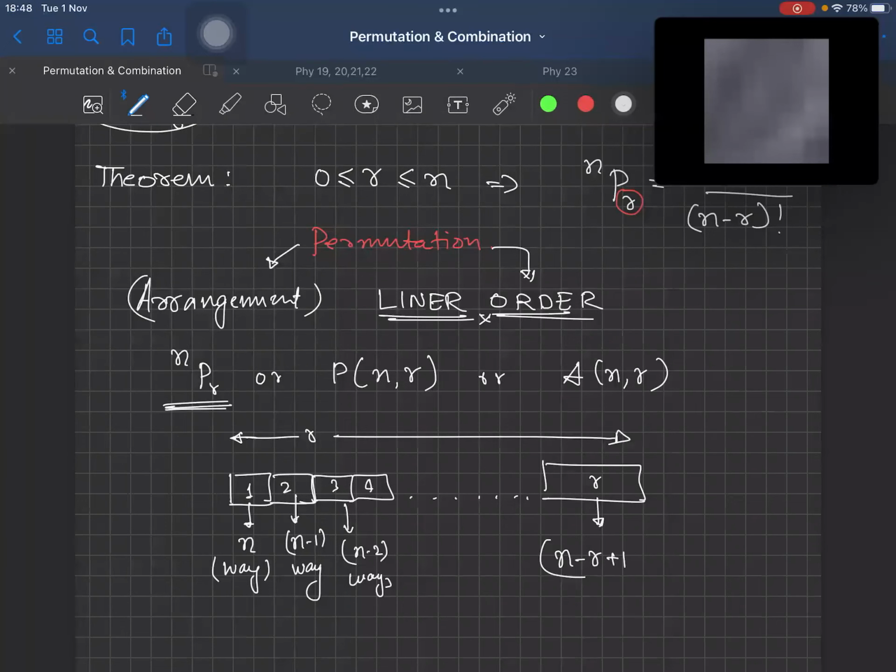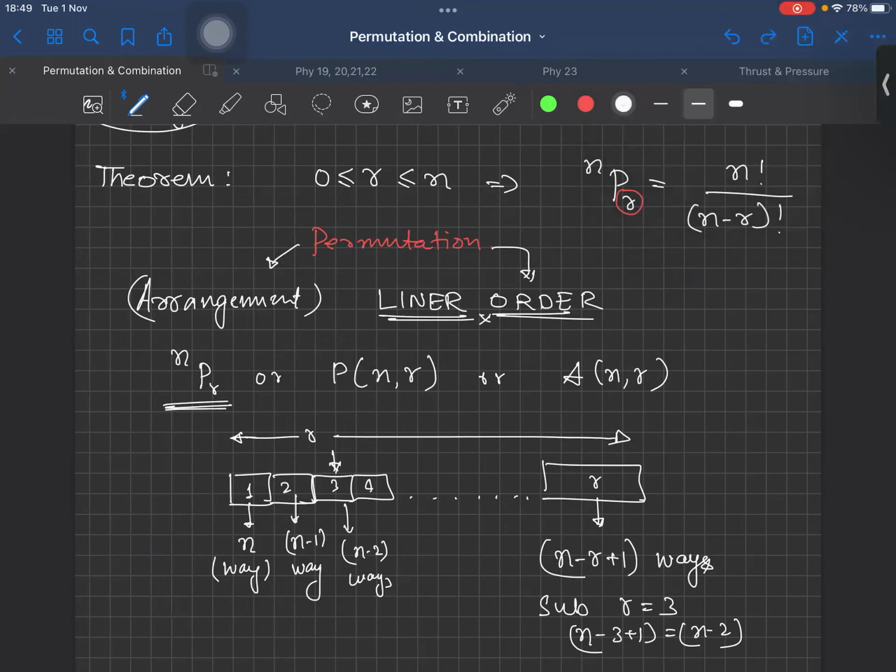You can see here also. If the first position can be filled using n ways, the second position can be filled using n minus 1 ways, and that's why the rth position can be filled using n minus R plus 1 ways. Like if you substitute R equal to 3 here, n minus 3 plus 1 is equal to n minus 2 ways, right? That's why we can write it like that. I hope this is clear to you all. It's not a big deal. So this is the meaning of permutation: the filling of ways.